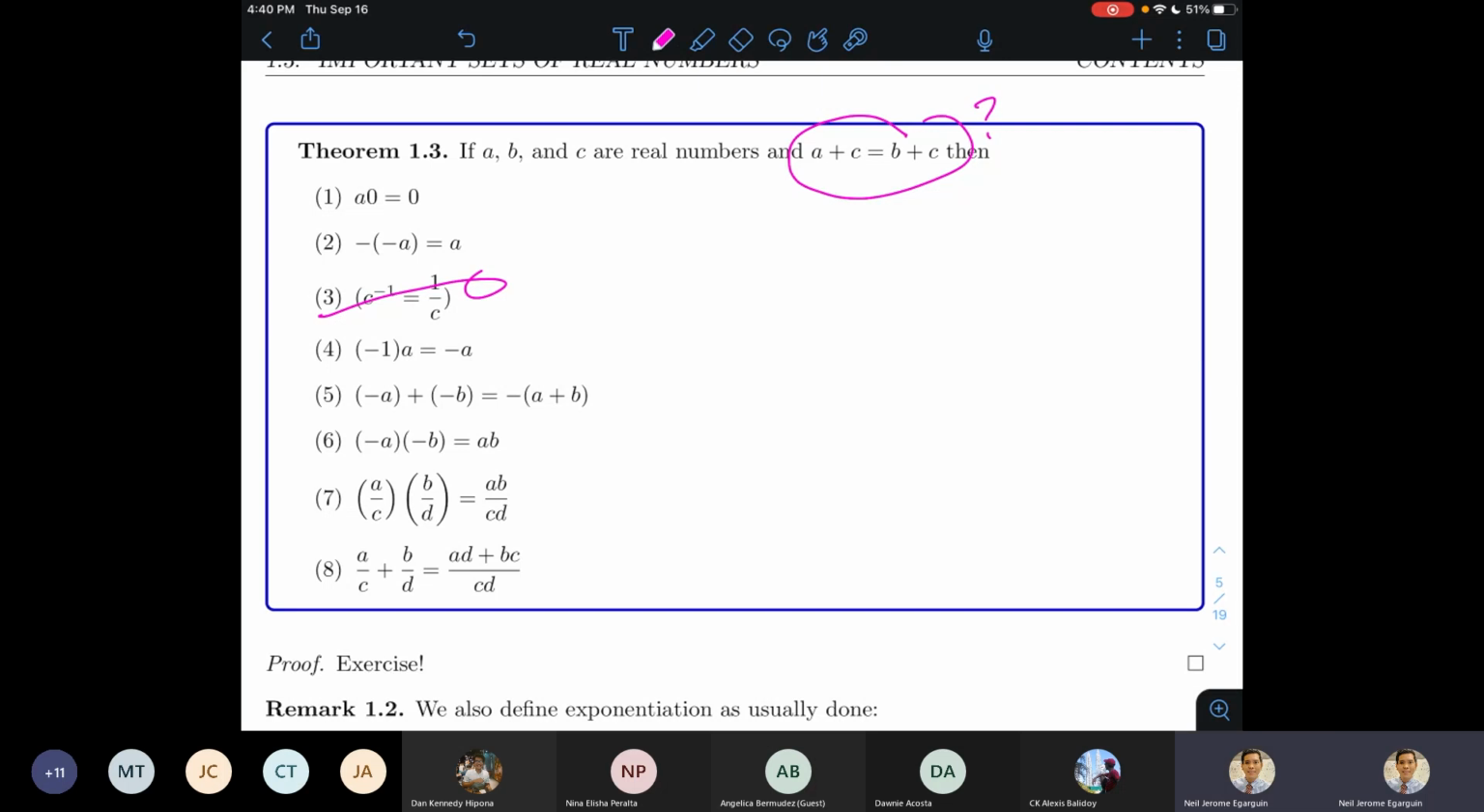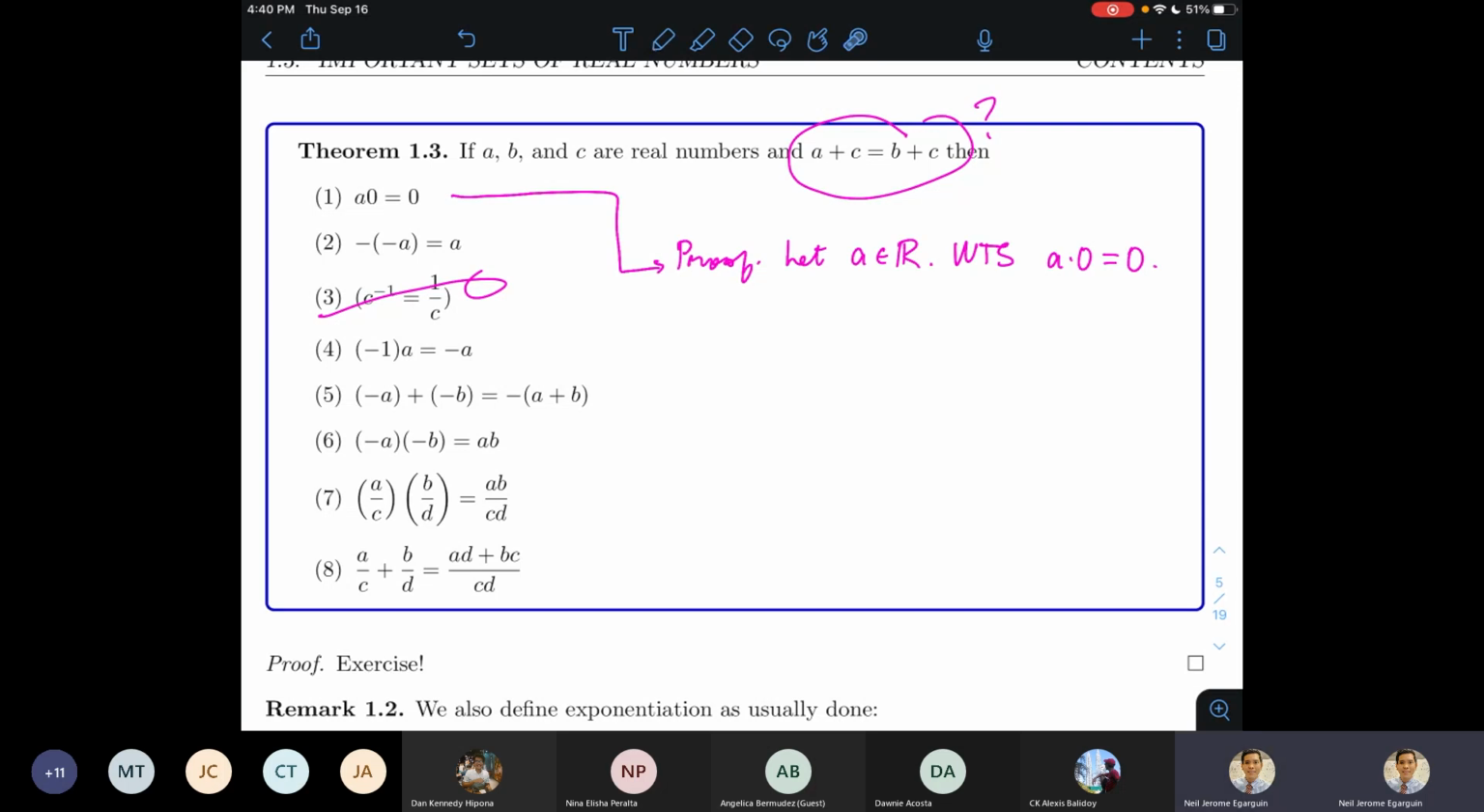So here, okay, so proof ng number 1. Okay, so we know the only thing that we know here is a is a real number. So probably I can write that a is a real number. Then we want to show that a times 0 is equal to 0. Okay. Now where should I begin?